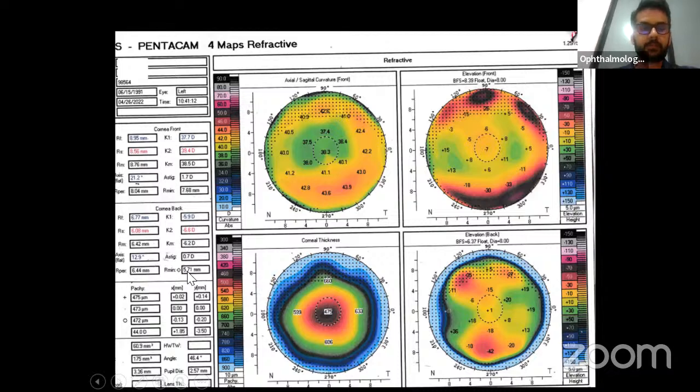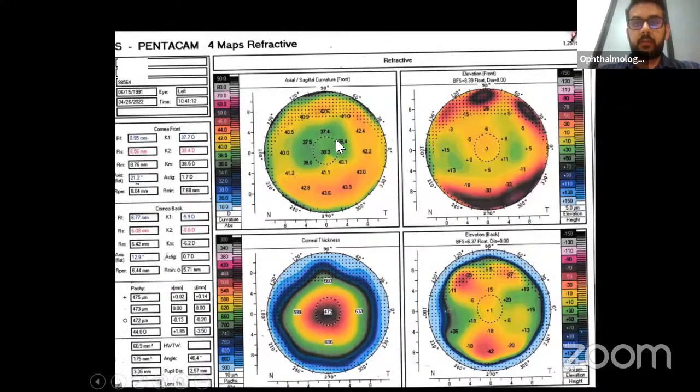Then pachymetry, coming to the pachymetry map, at the center it is 475 micron, and the pachy minimum, local minimum, is not much far away from the vertex and is not much different from what is at the vertex. It is 472 micron.